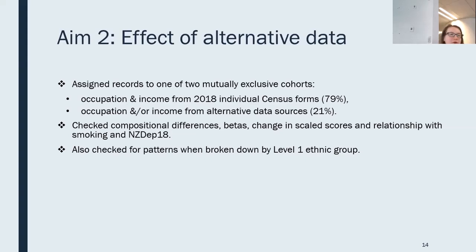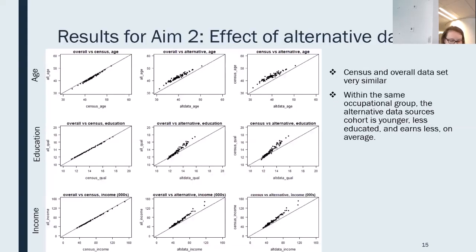We also ran these cohorts through the NZSEI function separately to get scores and betas for these groups and broken down into level 1 ethnic groups. We then checked the similarity of the scores across these cohorts, as well as the strength of the relationships between the scales in NZ depth and smoking.